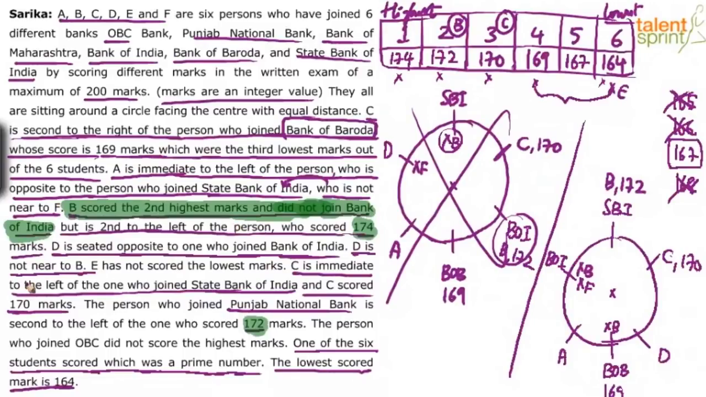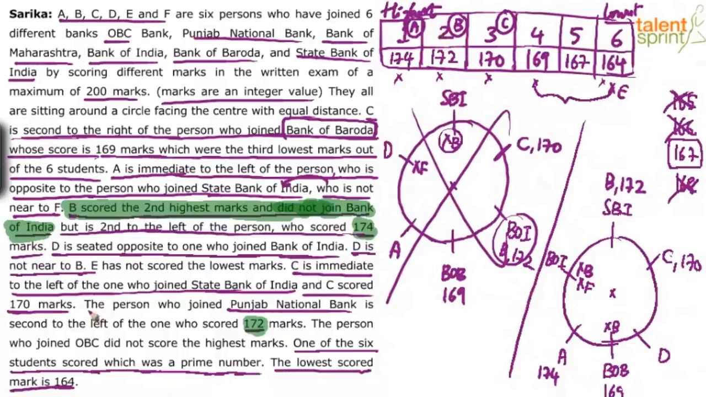Now 174 is second to the right of B. Right of B is anti-clockwise. So second to the right of B, first and second, this will be 174. Right? So 174 is for A. That also is fixed. Done. Now anything else given there? Did we read all the statements?